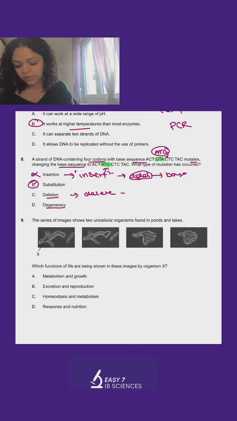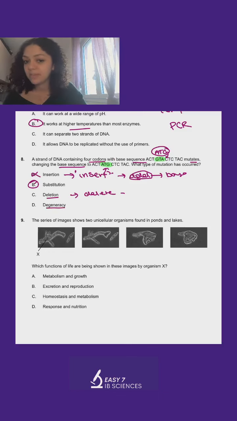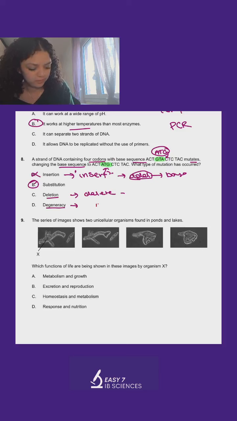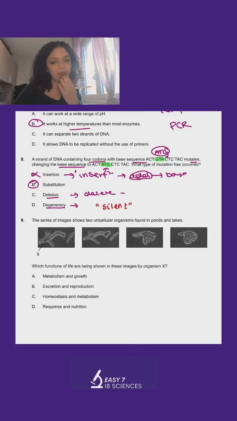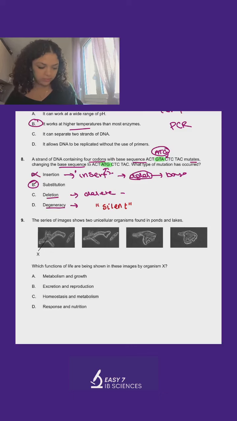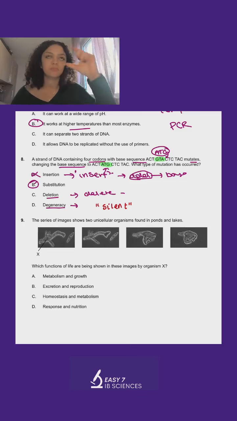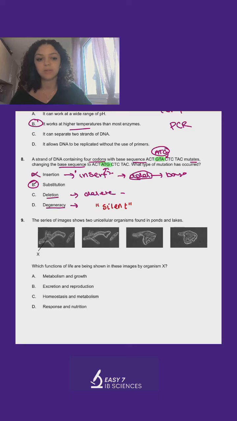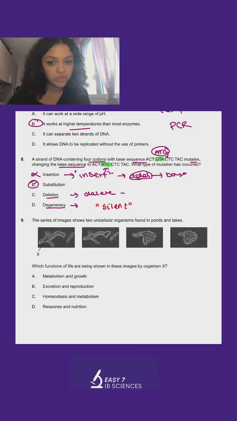Degeneracy. Can anyone think of a more famous name for this specific mutation? It starts with S. Maybe you haven't heard of it. Maybe you have. Hopefully you have. Have you guys heard of silent mutations? Silent mutations are mutations that have no effect on our protein, because they change the base, but the codon will still code for that specific amino acid, so nothing essentially happens to our protein.